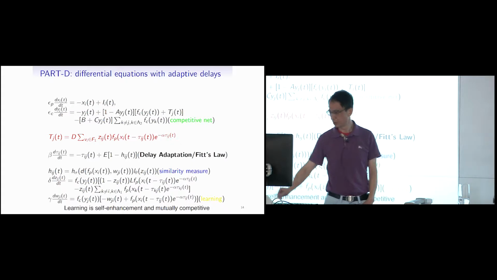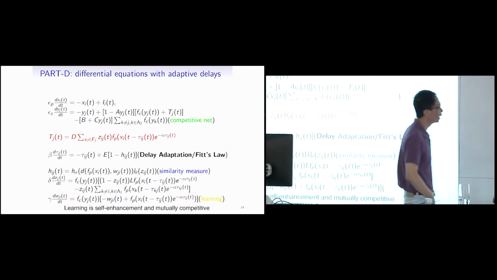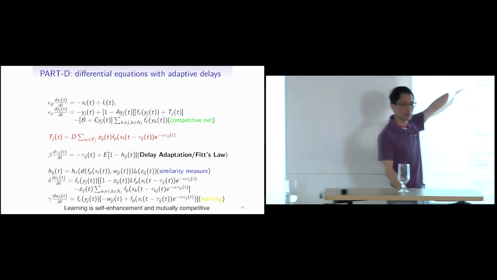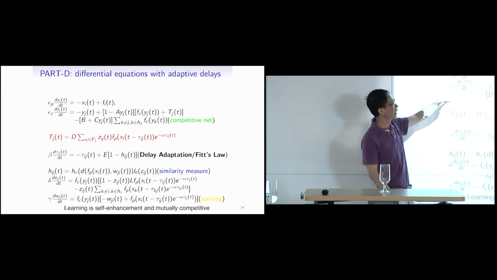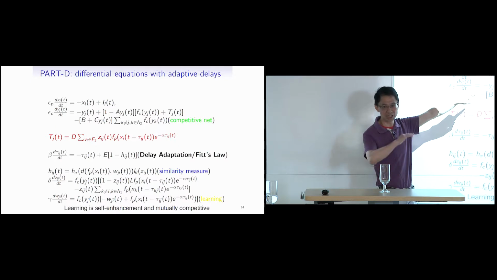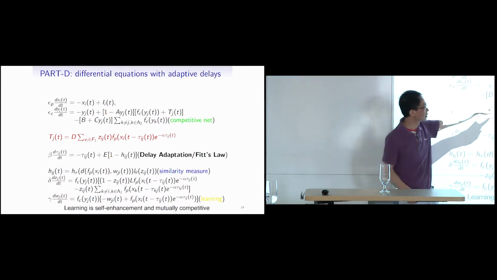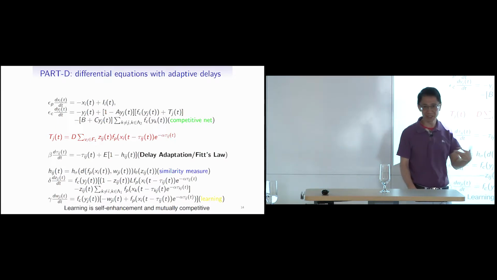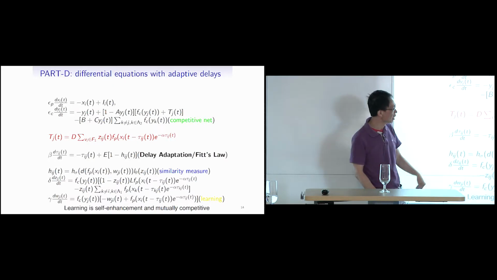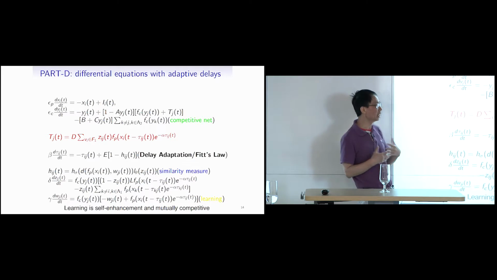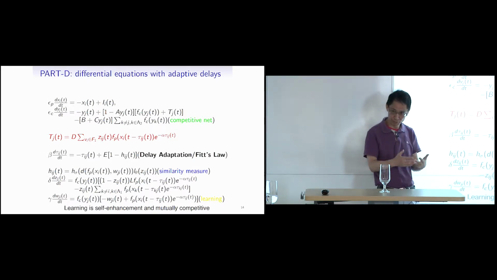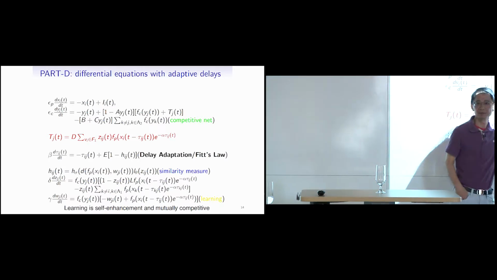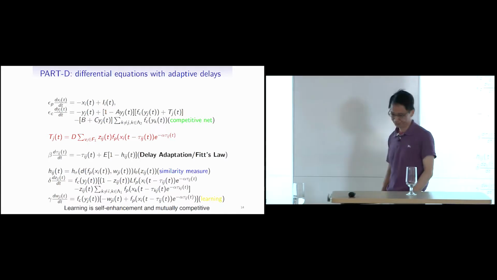So I will go through this equation very quickly. You have one layer of neurons, this is the input layer of neurons, and it is driven by the input signal. The second layer is a competitive network of clustering neurons, with the weighted sum as the input signal to that particular neuron. And this is how you calculate the weighted sum. Now the weighted sum is weighted by the output signal from the input neurons, but decayed when the delay is getting large.